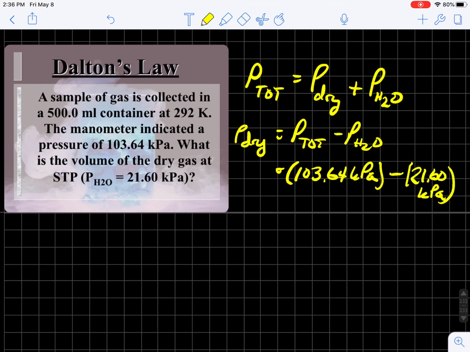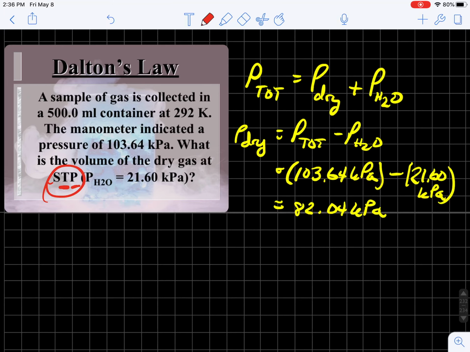Minus 21.60 kilopascal. And that's going to give me 82.04 kilopascal, which is actually the dry gas. From there, they want us to convert it to STP.